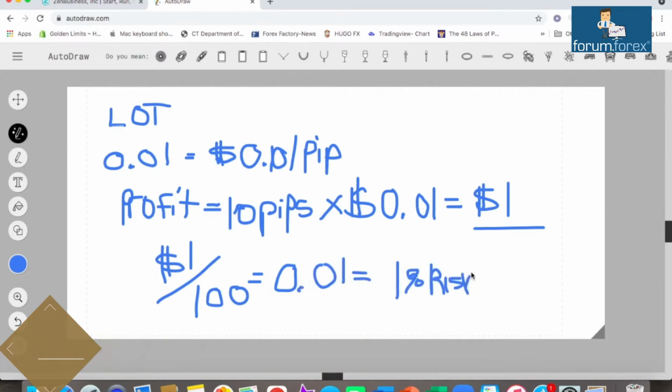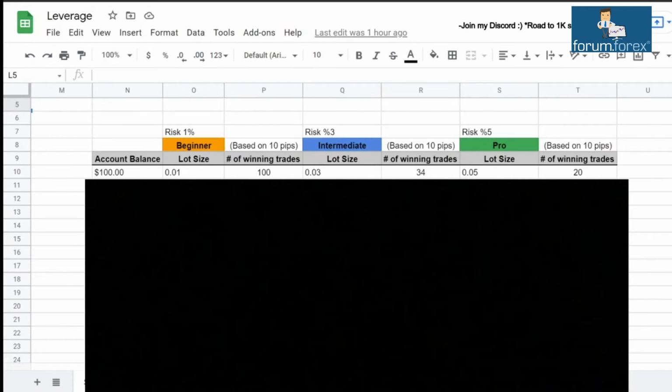Cool. Now, same thing with risking 3%, your intermediate stage, right? A 0.03 lot size is 30 cents per pip. So if you're going for 10 pips times 30 cents, that equals $3. $3 is 3% of $100, right? So the max you're risking is 3%. And then next we have the pro, right? 0.05 is 50 cents per pip, right? So if you're going for 10 pips, then you would make $5, right? And $5 is 5% of $100.